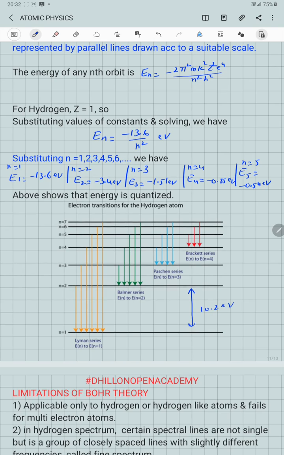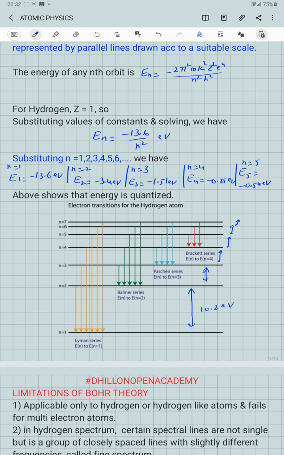But if we take a look at levels 2 and 3, the corresponding energy difference is now decreased. The energy difference between third and fourth level is again smaller, and as we move to higher and higher levels, the energy difference between any two consecutive levels goes on decreasing. This shows that the inner orbits around the nucleus of the hydrogen atom are widely spaced, while the outer orbits are closely spaced with respect to each other.